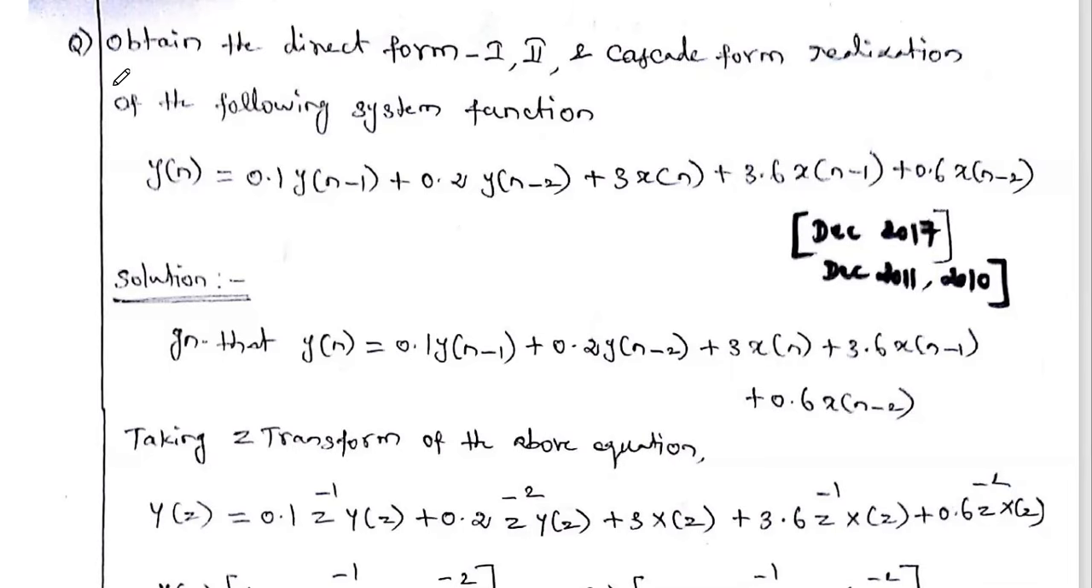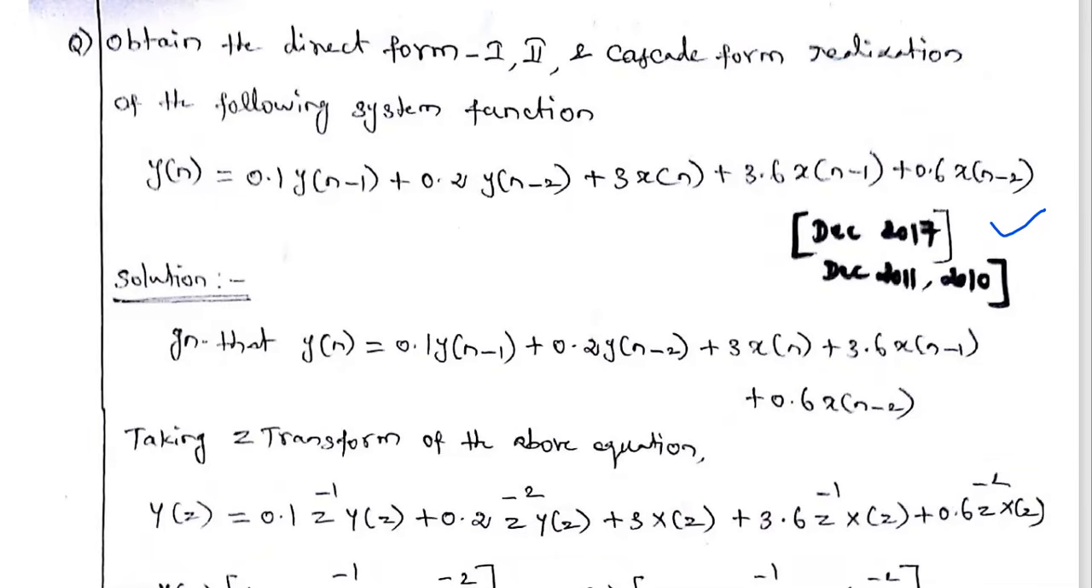Obtain the direct form 1, direct form 2, and cascade form realization of the following system function: y of n equals 0.1 y of n minus 1 plus 0.2 y of n minus 2 plus 3 into x of n plus 3.6 x of n minus 1 plus 0.6 x of n minus 2. This question appeared in December 2017, 2011, and 2010. So three times the same question has appeared in the exam.